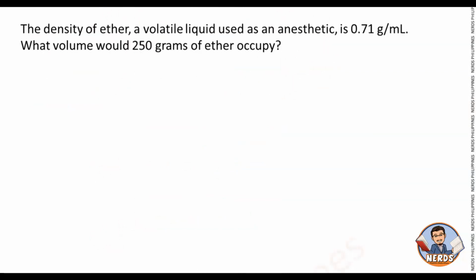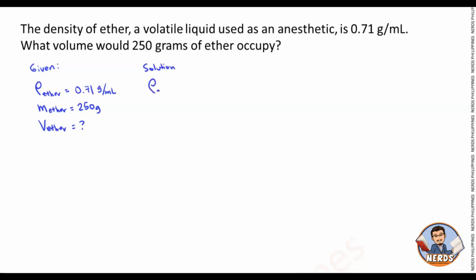The density of ether, a volatile liquid, used as an anesthetic is 0.71 grams per milliliter. What volume would 250 grams of ether occupy? So, ang given natin dito is first yung density ng ether, which is equal to 0.71 grams per milliliter. And then, given yung mass ng ether, which is equal to 250 grams. And ang required natin is yung volume ng ether. So, let's try to solve it.